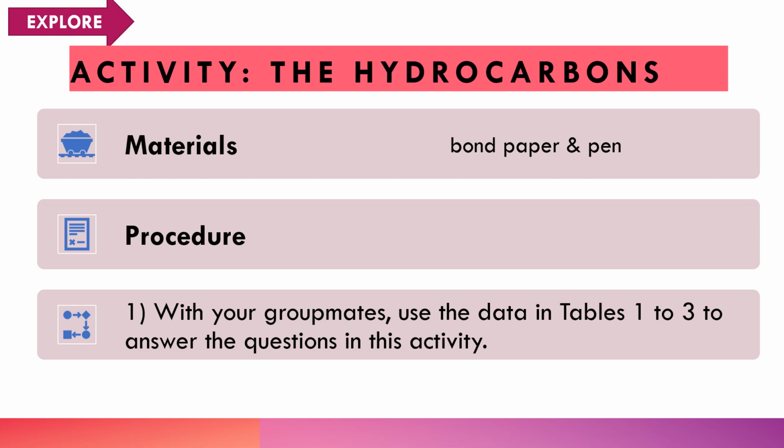Now, we have here the explore part, or the main activity of the lesson, which is the hydrocarbons. So this activity can be found in your book, in your Science 9 book. The materials needed for this activity, we have the bond paper and pen. So please prepare your materials and follow the procedure with your group mates, or you can do this by pair or individual. Use the data in tables 1 to 3 to answer the questions in this activity.